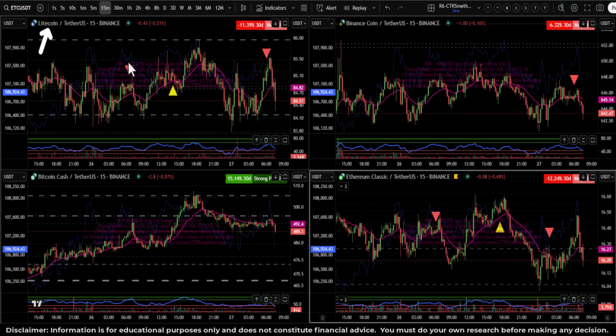Now, when we look at Litecoin, we can see that $86 is where structural resistance hit, and there is a lot of structural support around the $84 mark. And Litecoin is currently $84.49.